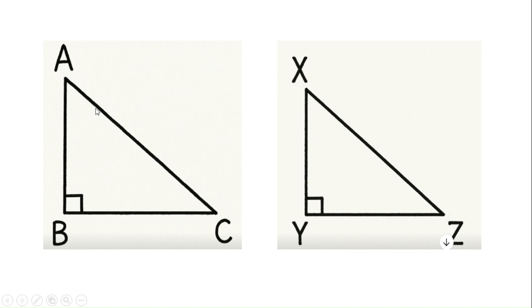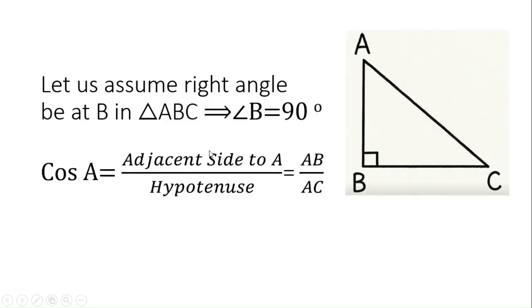And here what is given? Angle A and angle X, both are acute angles, and cos A is equal to cos X. One more point is given about these two triangles. So now let us consider first triangle ABC. We have already known that the right angle is at angle B.